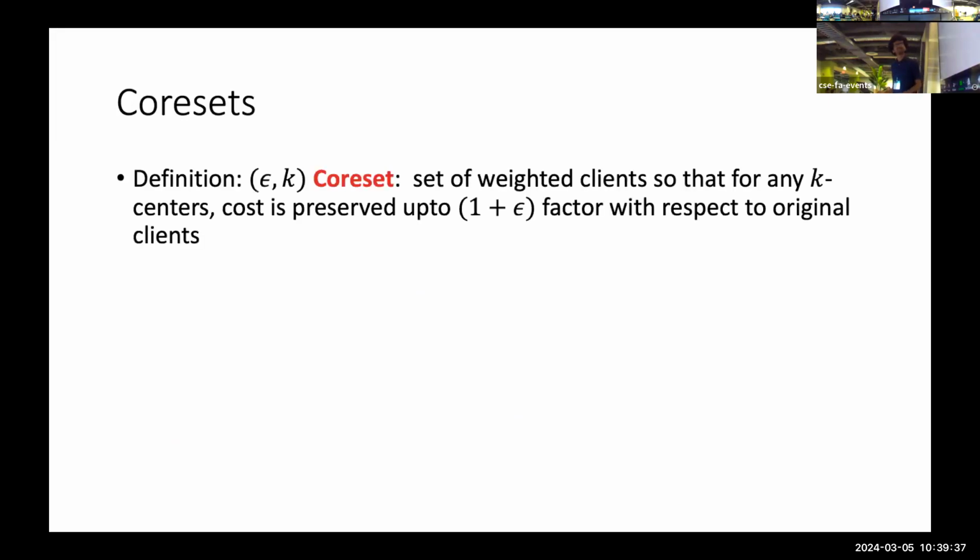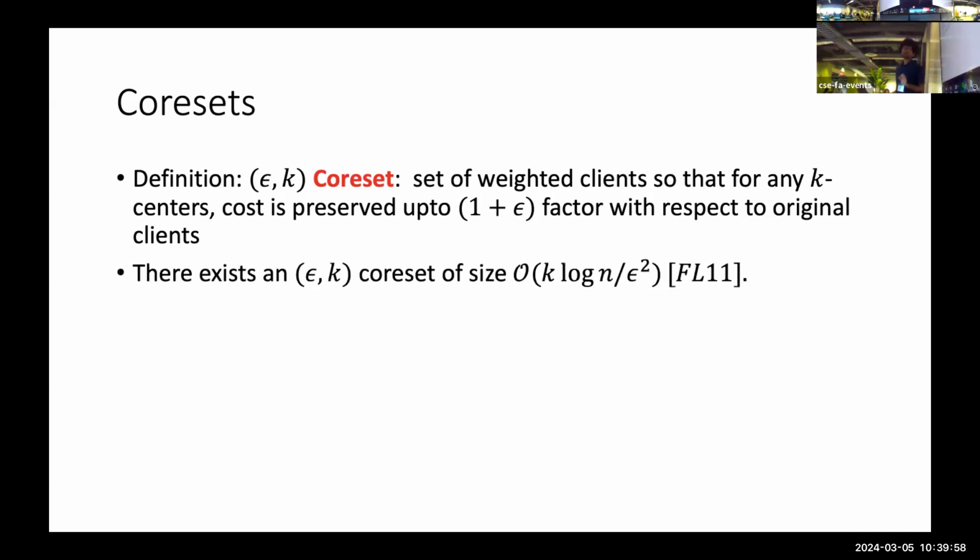So the first concept you need is that of core sets. Many of us are familiar with core sets, but in this talk, I won't need them too much. I just need some very basic thing. An epsilon k core set is a set of weighted clients, so that if you pick any k centers, the cost of assigning the points to the centers is the same up to a 1 plus epsilon factor after replacing the client set by these weighted clients. And there is an epsilon k core set which is of size k log n over epsilon square. This is known from a long time.